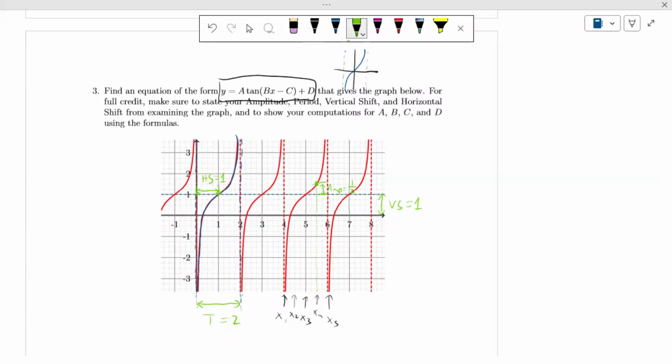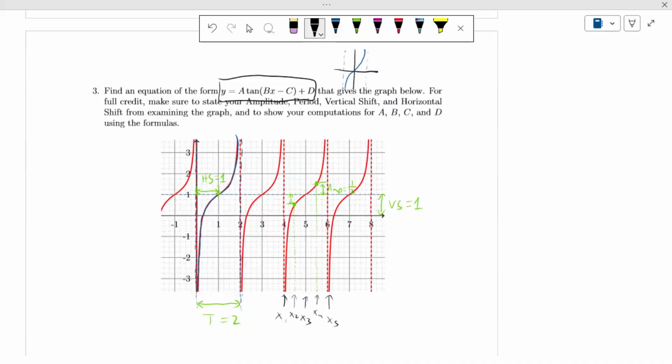I'm going to show it again with x2. If we look at x2 over here, we can trace up to where it touches the graph of the function, which is right over here. And the distance between this point and the axis of symmetry is half a unit. So that's my amplitude again. Any questions on that?